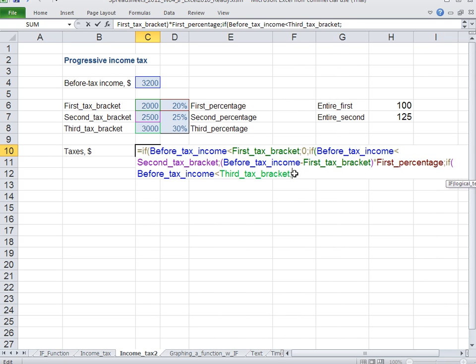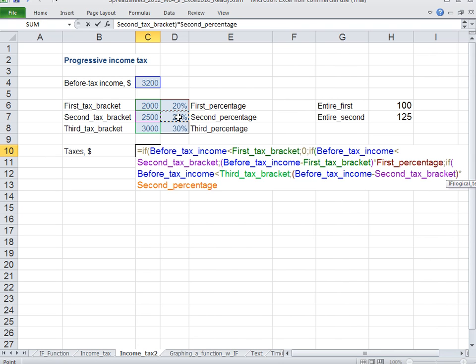We have to see by how much our income exceeds 2,500 and tax it with 25%. So let's write parentheses. We do such a thing. Before tax income minus 2,500. We already know that it's over 2,500, so something's going to come of it. We close the parentheses and we multiply it. We pay taxes on that over 2,500 by 25%.